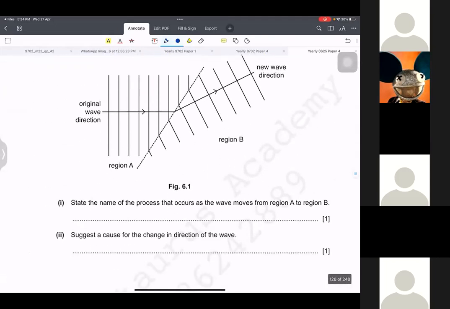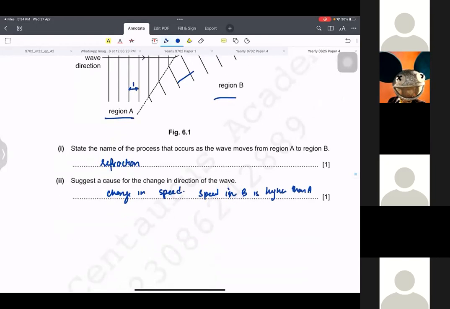Then comes this one. State the name of process that occurs. Refraction. Right. Now it says suggest the cause of change in speed. You can also write that as you can see that the wavelength is smaller here, wavelength is larger. So change in speed: speed in B is higher than A because I can see that this is like shallow.